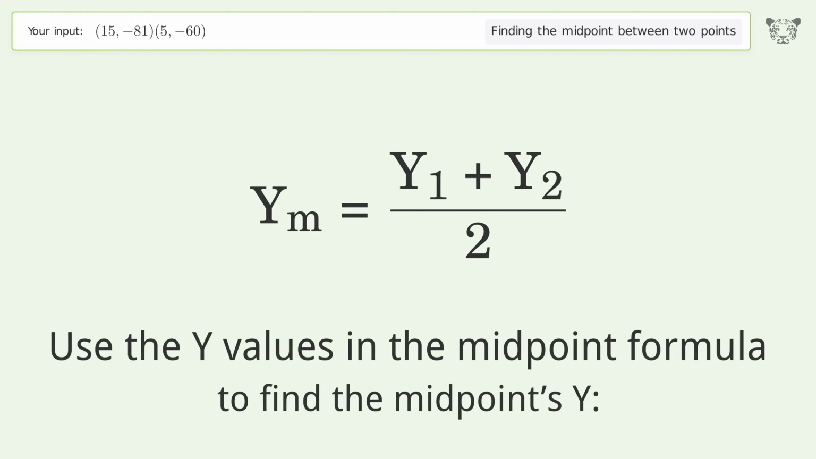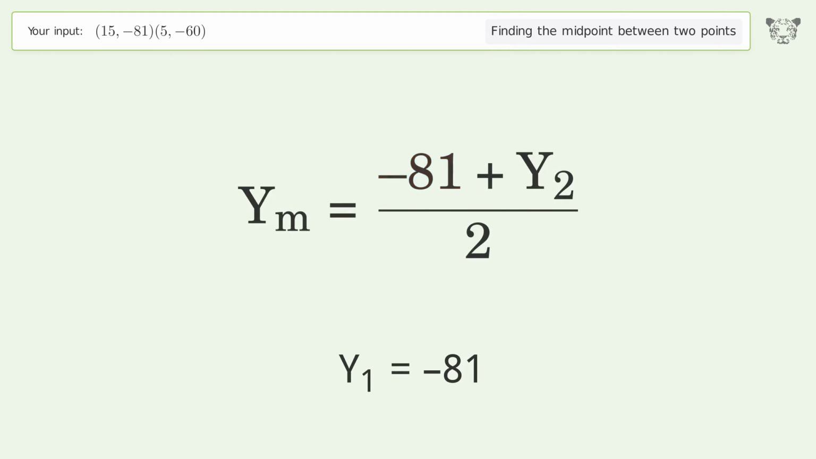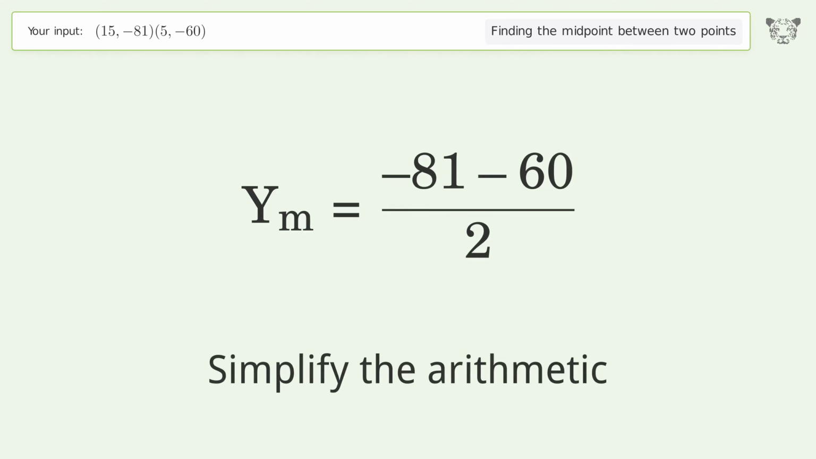Use the y values in the midpoint formula to find the midpoint's y. y1 equals negative 81. y2 equals negative 60. Simplify the arithmetic.